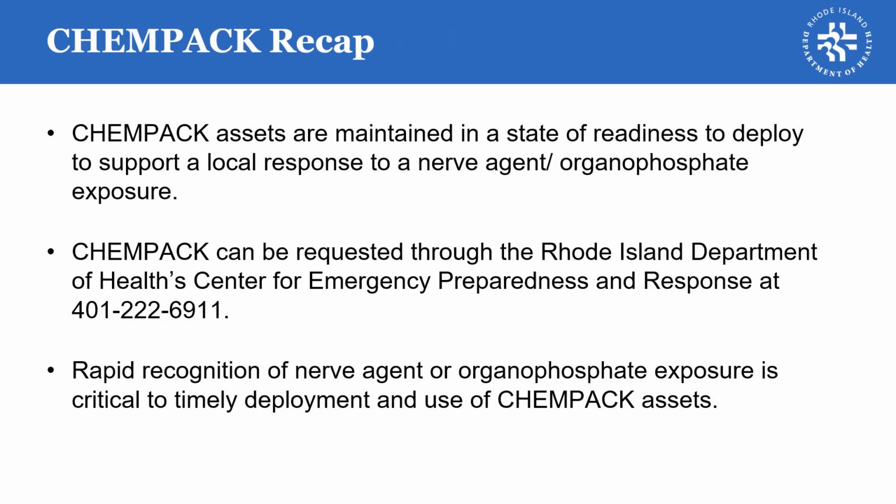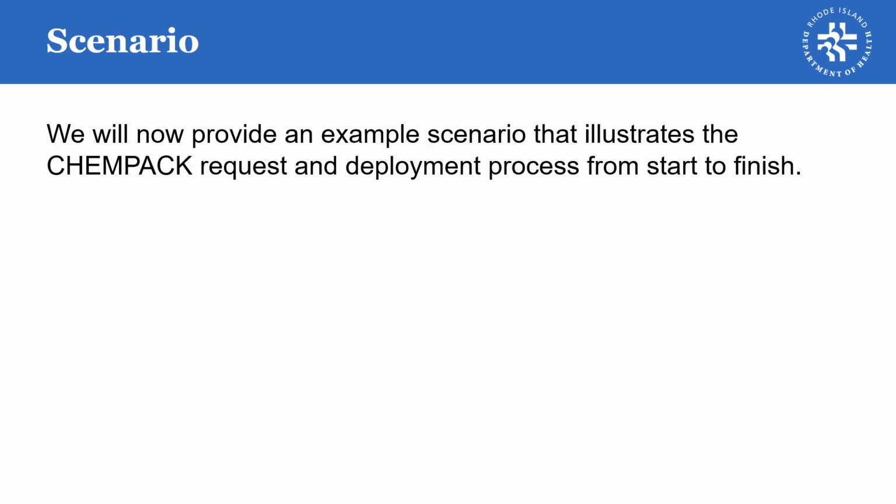We'll pause here to recap what we've learned so far. First, CHEMPACK assets are stored at locations throughout the state to support a local response to nerve agent or organophosphate exposure. Second, CHEMPACK assets can be requested through RIDOH's CPER at 401-222-6911. And finally, rapid recognition of nerve agent or organophosphate exposure is critical to the timely use of CHEMPACK assets and protecting the health of exposed people. Now, let's look at an example that illustrates the CHEMPACK request and deployment process from start to finish.